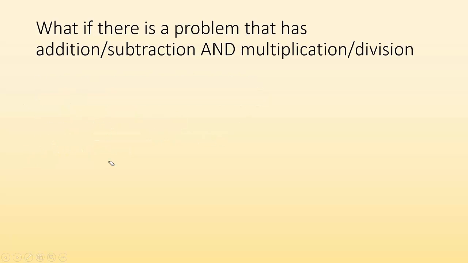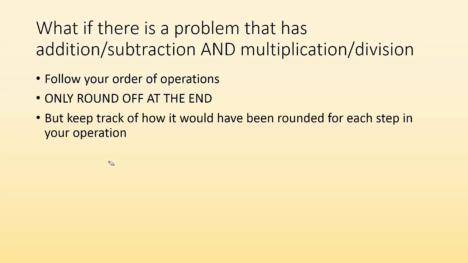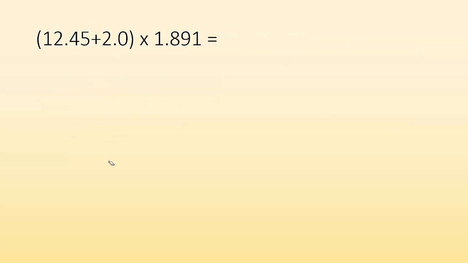Okay? Not super terrible. But what if there's a problem that has addition, subtraction, and multiplication and division? Then what do we do? Well, you follow your order of operations first, and you only round off at the end. You should only round once, right? So round once, don't round multiple times. But keep track of how it would have been rounded for each step in your operation. I'll show you what I'm talking about. So let's say I had this number. I got 12.45 plus 2.0 times 1.891.